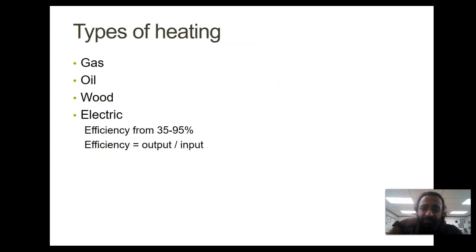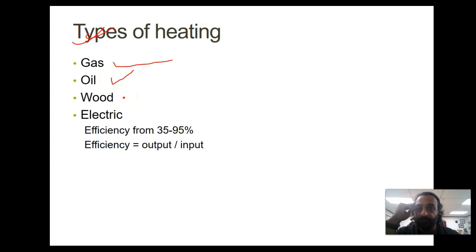So for types of heating, this is what we have available so far. We have gas, if you have a supply of gas, or sometimes you can have butane gas. Gas could be natural gas, a blend, butane, or propane. So that's gas heating, and again, that's part of combustion.